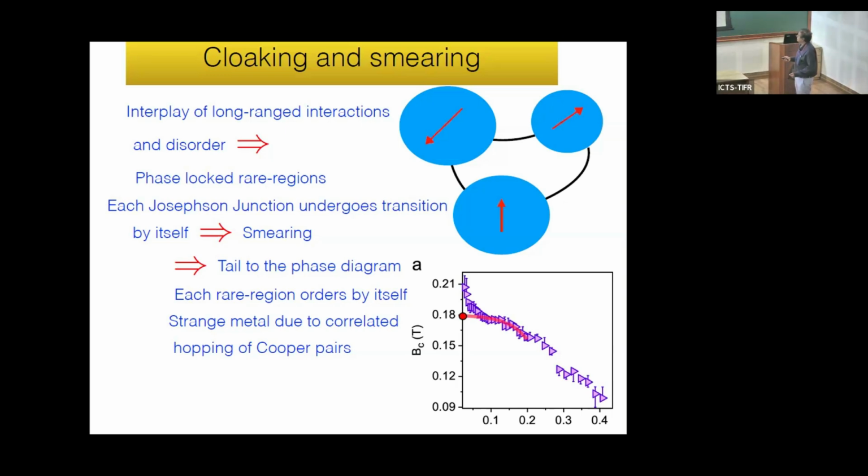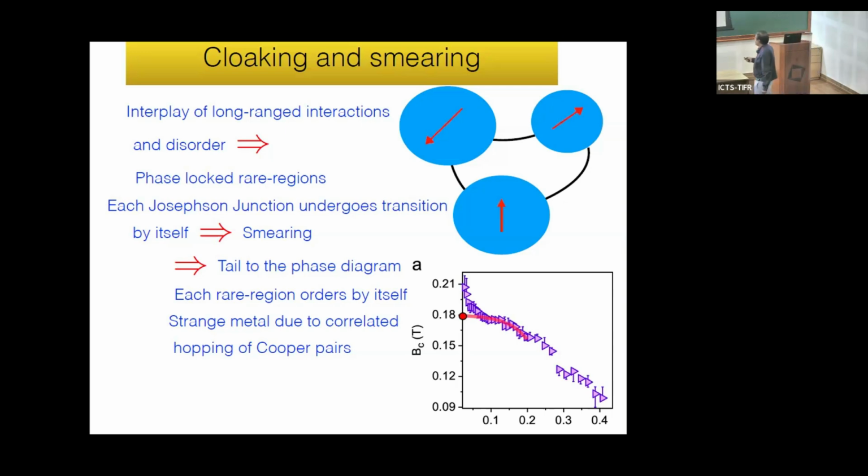Now it comes to the question of this strange metal. Each of these regions is essentially phase locked. You can have hopping between these rare regions by Cooper pairs, and this possibly could be a generation of this anomalous metal, right?